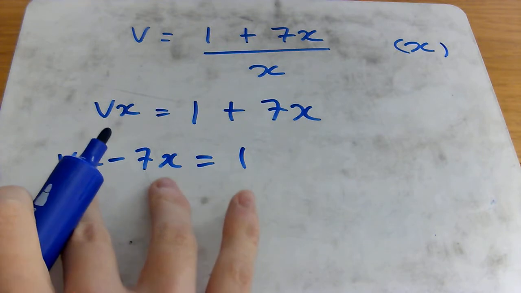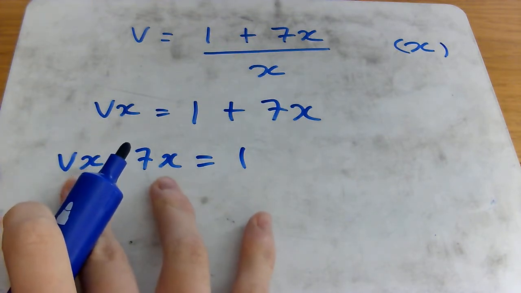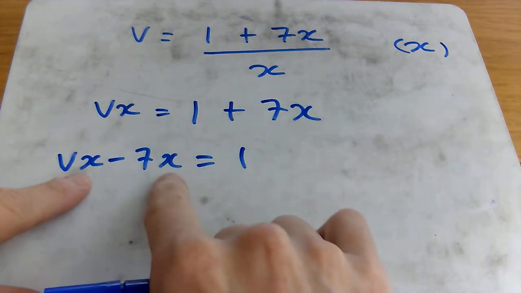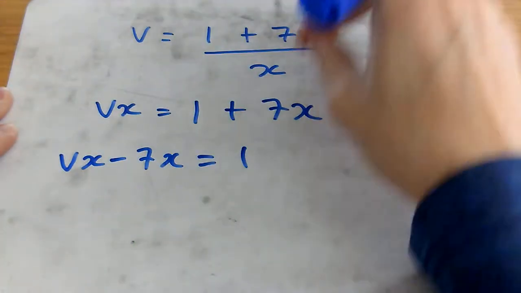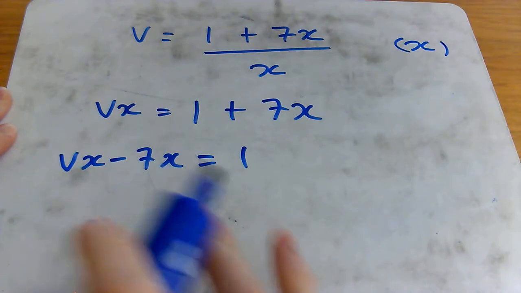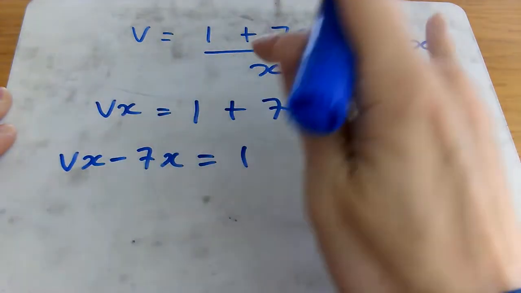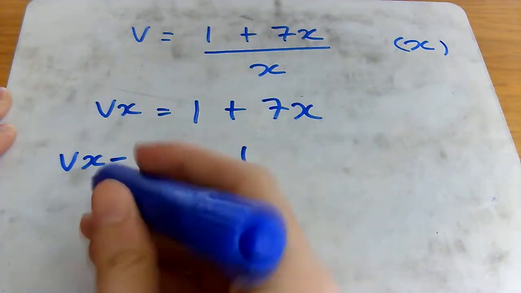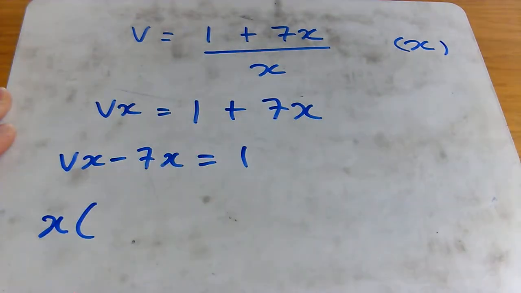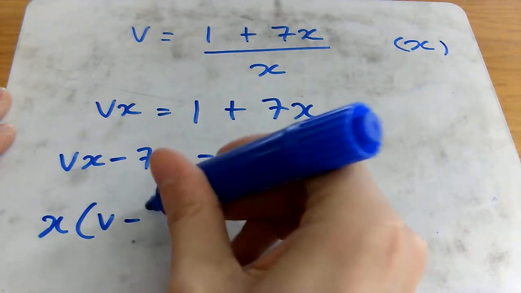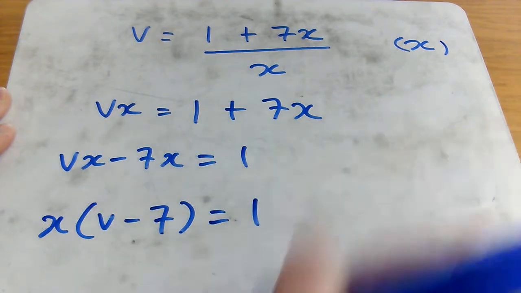X in 2 places, we can factorize this now, put it into brackets, and that's going to take our 2 x's into 1. There's a technique you'll see quite a lot. Whenever you have a letter in 2 places, factorizing is usually the way you're going to get that letter from 2 places into 1. So the x is the common factor, so that's going to go on the outside. On the inside is going to be v subtract 7, and that still equals 1.